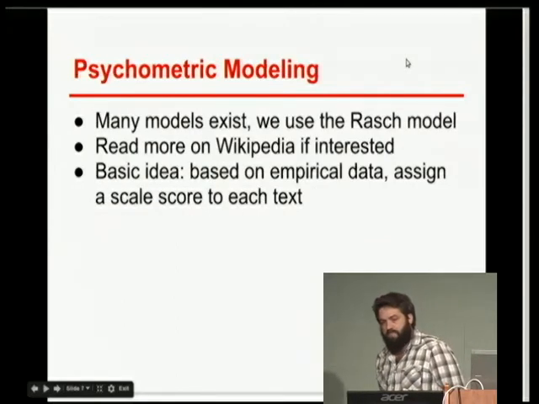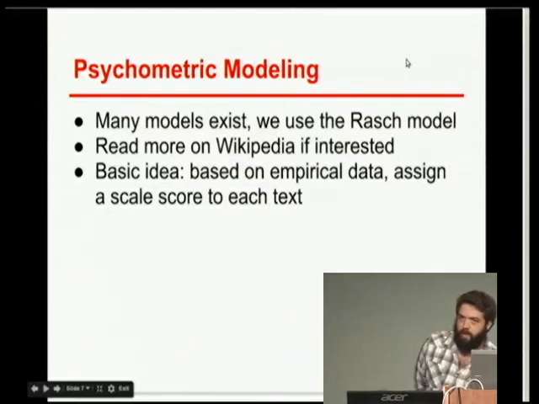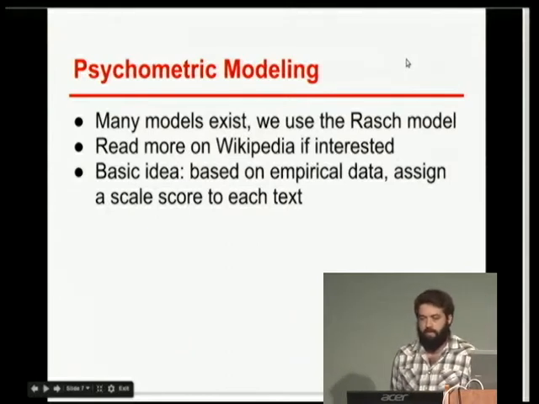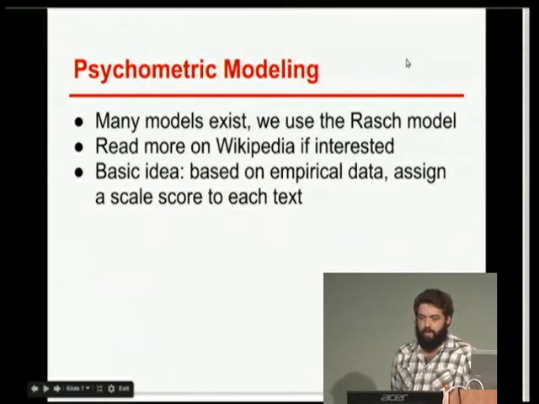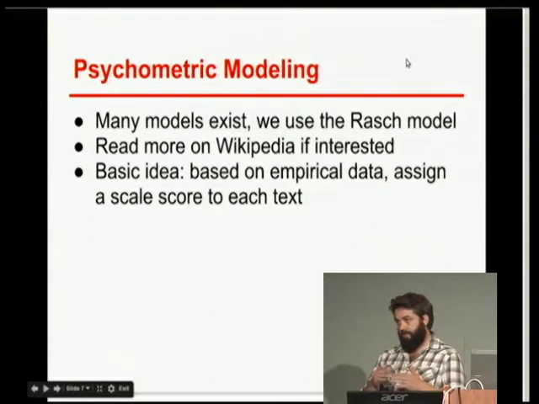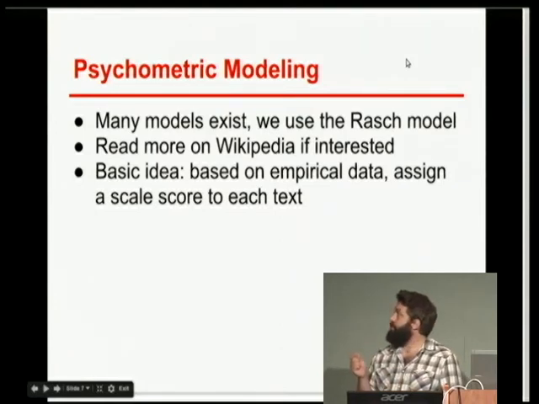So I really don't have time to do this full justice, but I wanted to tell you at least how we actually created these scale score values. We used a psychometric modeling technique called the Rasch model. There's a lot of different modeling techniques. We use the Rasch. I'd advise you to look on Wikipedia if you're interested in this. It's a really good introduction to it. But the basic idea is you're going to collect a bunch of empirical data. Could be answers to test questions. It could be survey data. You're going to take all that empirical data, analyze it, and assign a single scale score to each text.